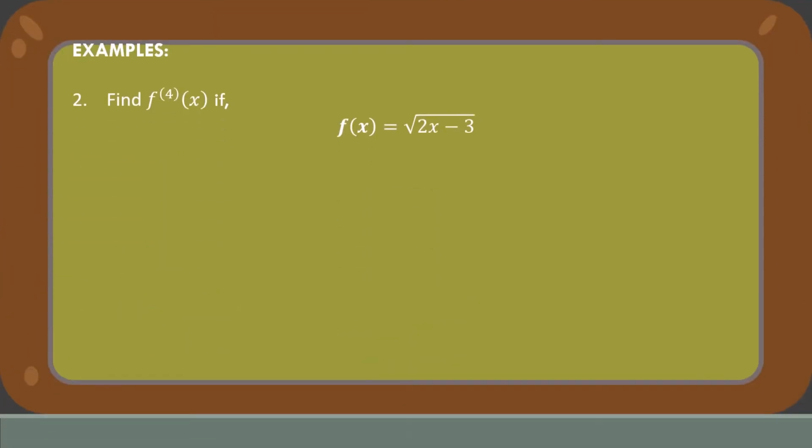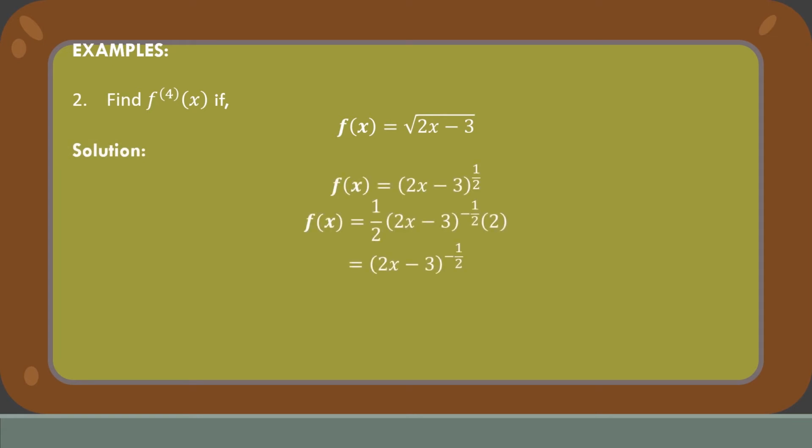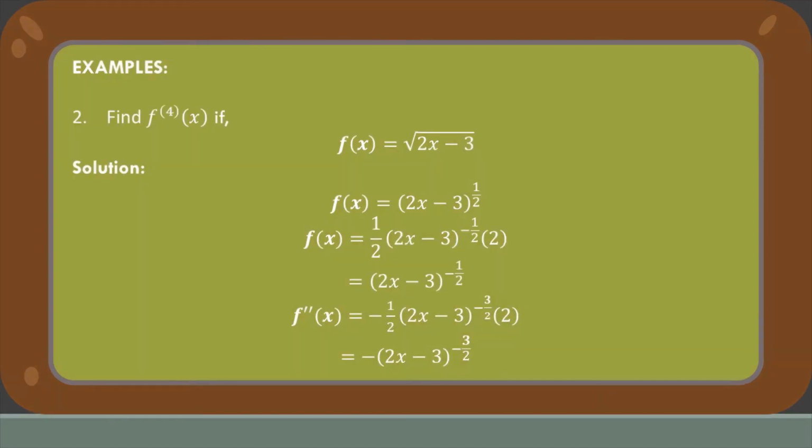Example number 2, find the fourth derivative of the function if f of x equals the square root of 2x minus 3. For the solution, first we need to rewrite the function into the quantity 2x minus 3 raised to 1/2. Then we take the first derivative of the function. We have 1/2 times the quantity 2x minus 3 raised to negative 1/2 times 2, or equals the quantity 2x minus 3 raised to negative 1/2.